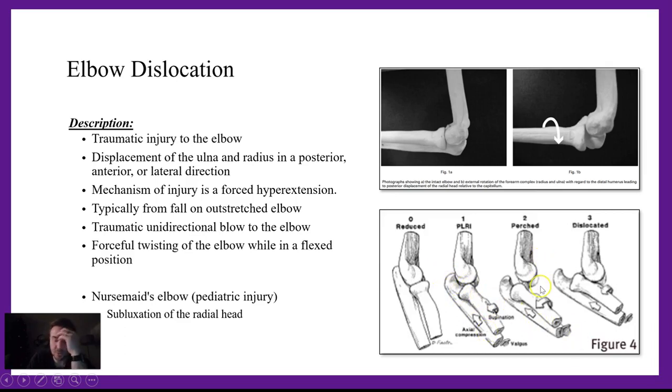And then a grade 3 is called perched, meaning it's not a full dislocation, but the coronoid process essentially gets stuck on the distal humerus. And then finally, a full dislocation is where both the radius and the ulna are posteriorly dislocated with the same sort of mechanism of injury here. So it's another schematic showing how supination will cause the radial head to have this posterior glide, and with enough force, pop out backwards.